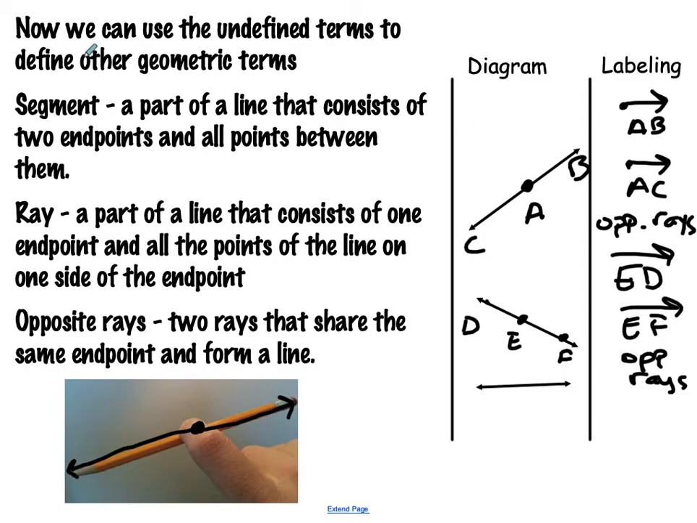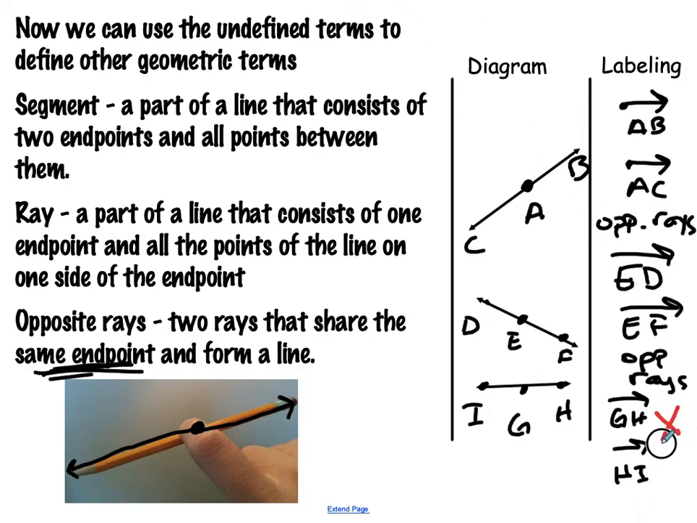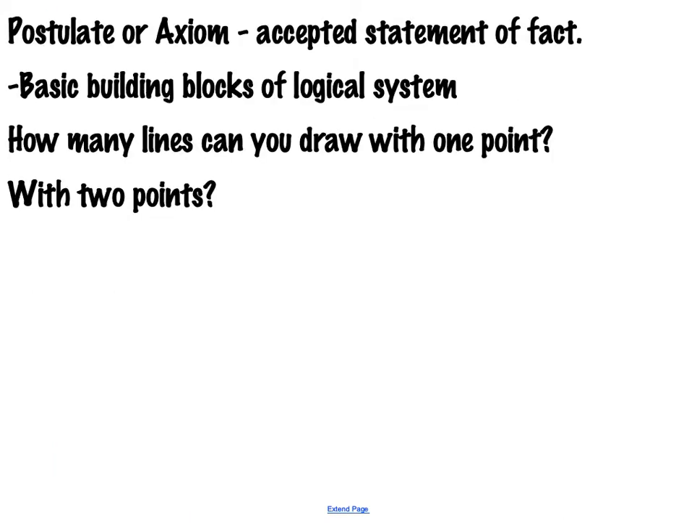Let's say this is G, H, and I. We don't say that ray GH and ray HI are opposite rays. Even if they're going in different directions, they need to share the same endpoint. If you say H going to I, that means H was an endpoint they're sharing, and that is not true. So these are not opposite rays. All right, let's keep moving forward.